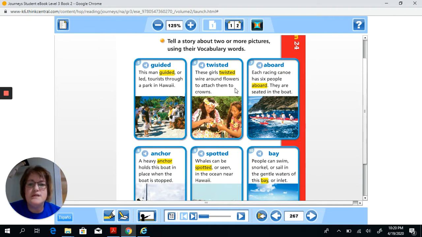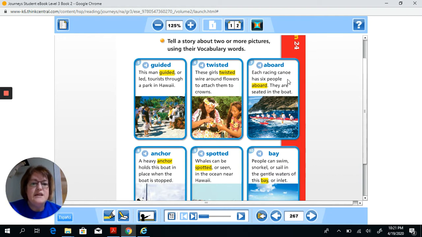Number 6, twisted. These girls twisted wire around flowers to attach them to crowns. And I think most of us are pretty familiar with that word twisted. It has to do with moving something around and around. Think about things that frequently get twisted. Rope, string, or shoelaces sometimes get twisted.